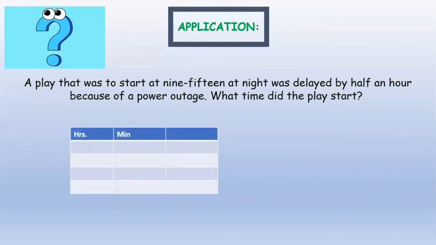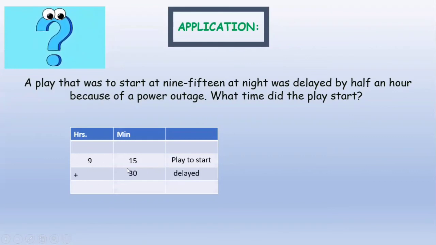So first thing what I will be doing is I will be drawing the hour column and the minute column. Now it says a play that was to start at 9:15 at night. So I write 9 in the hours column and 15 in the minutes column because it is given 9:15. Now it has been given half an hour. So half an hour can be written as 30 and it is delayed. Delayed means it was late.